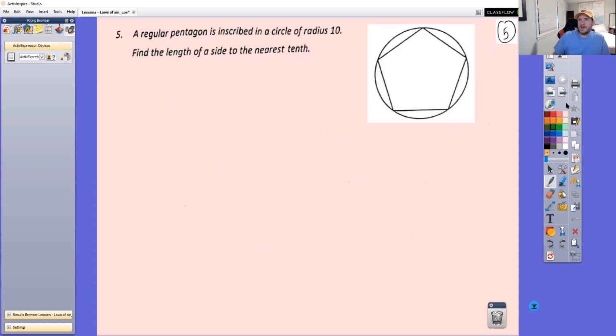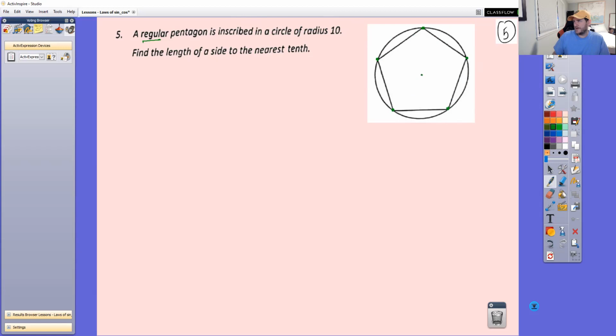5. So a regular pentagon, if you don't remember, is a 5-sided polygon where all the sides are congruent and all of the angles are congruent. That's what regular means. It means you're equilateral and you're also equiangular. And it says it's inscribed in a circle of radius 10. To be inscribed means that all of its vertices fall on the circle. That's what it means to be inscribed. The vertices all lie on the circle. It also says that the circle has a radius of 10.